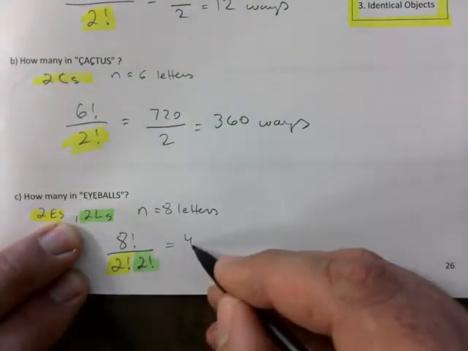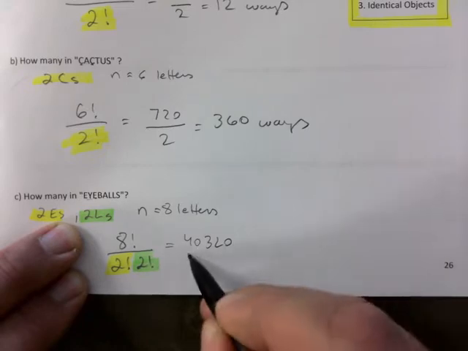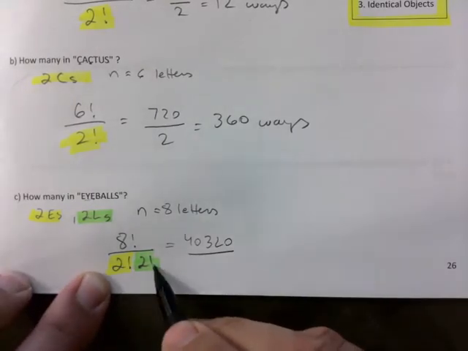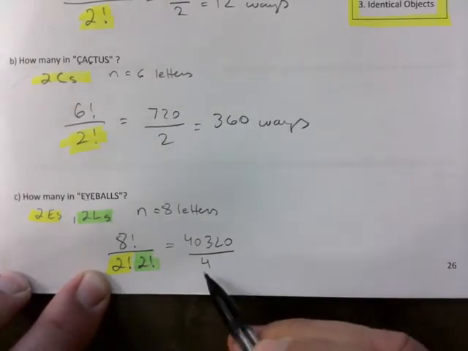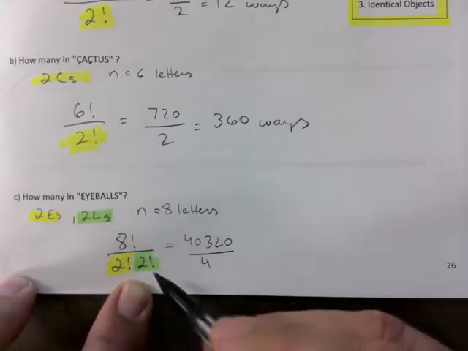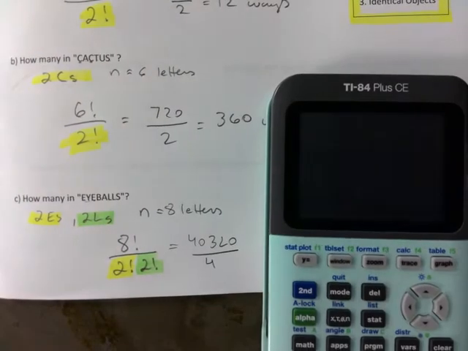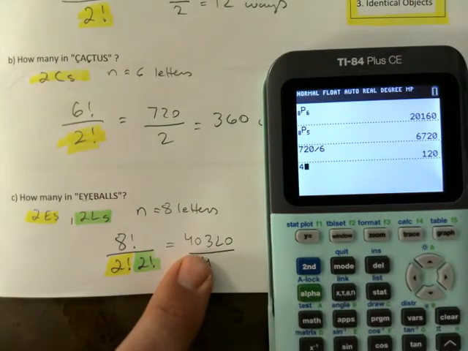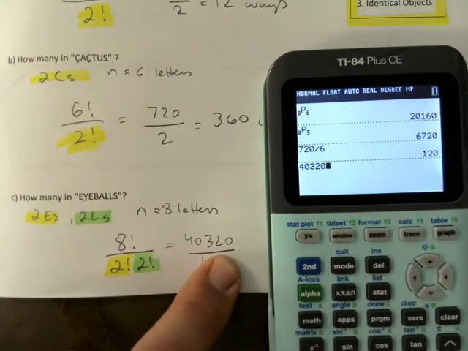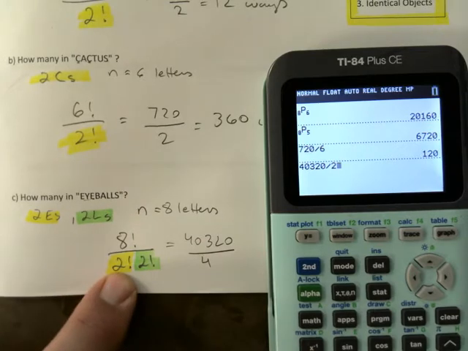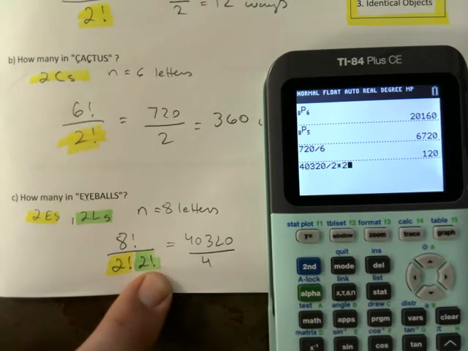40,320 divided by 2 times 2 is just 4, right? You've got to watch out how you do this. I can see this happening, okay? Please don't do this. It's like, oh yeah, 40,320 divided by 2, right? Times 2.